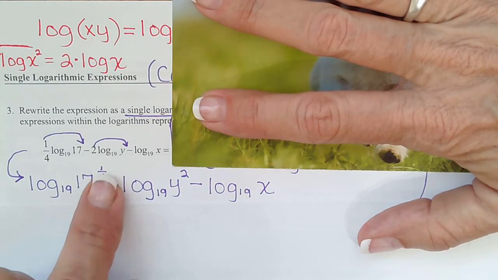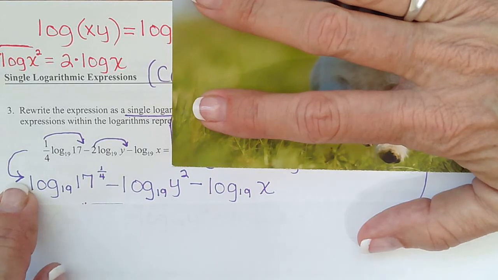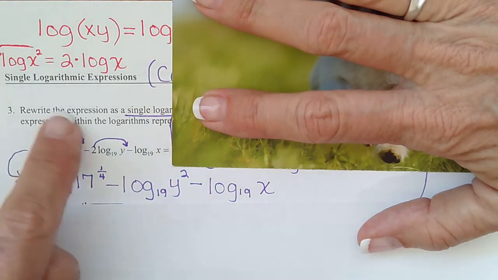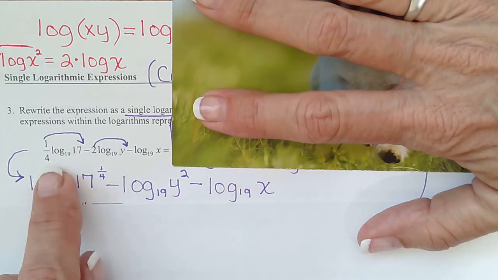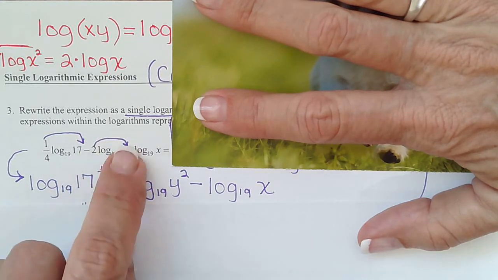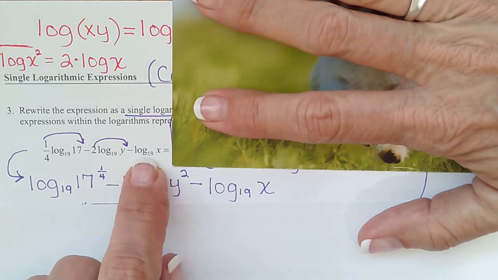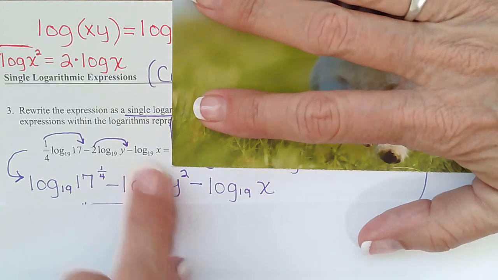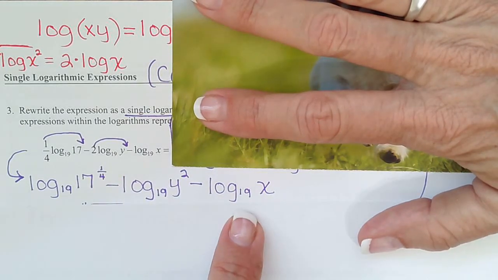So on page 2, we brought all the powers down. Now, since we're condensing, we bring all the powers up. So that turns into log base 19, 17 to the 1/4, log base 19 y squared. And then this one stays the same because it has no number in front. So log base 19 x.